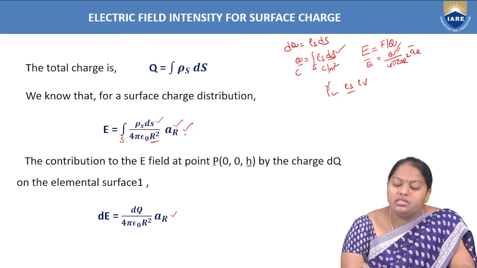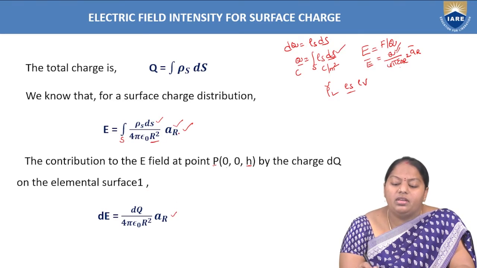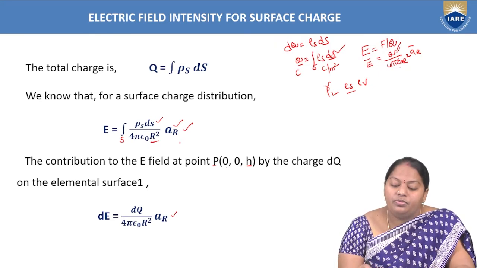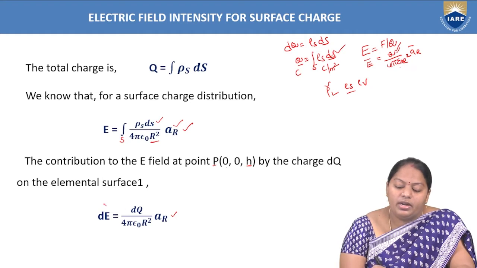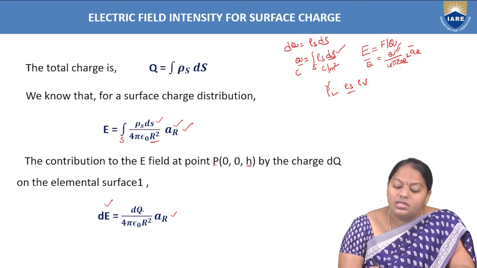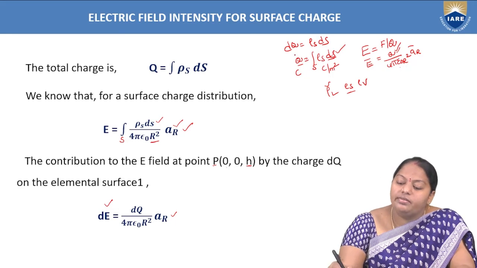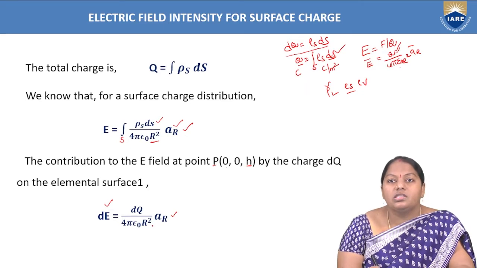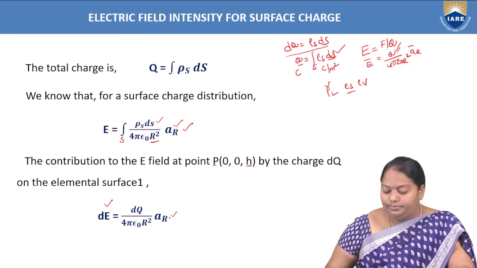So, this is the previous integral component equation, integral s rho s ds by 4 pi epsilon naught r square into AR. Now, if you find its differential component, dE equal to dq by 4 pi epsilon naught r square into AR. Then if you substitute in place of dq, what is that equation? Rho s into ds. So from that equation, it becomes dE equal to rho s ds by 4 pi epsilon naught r square into AR.